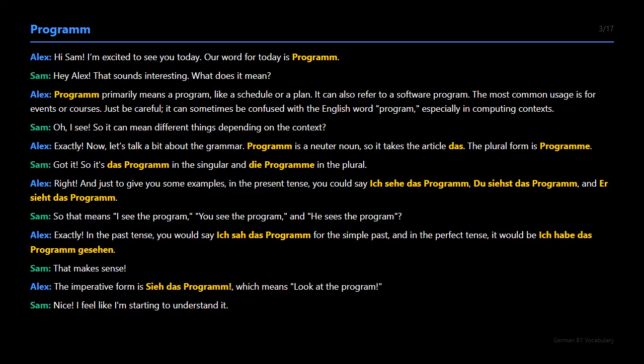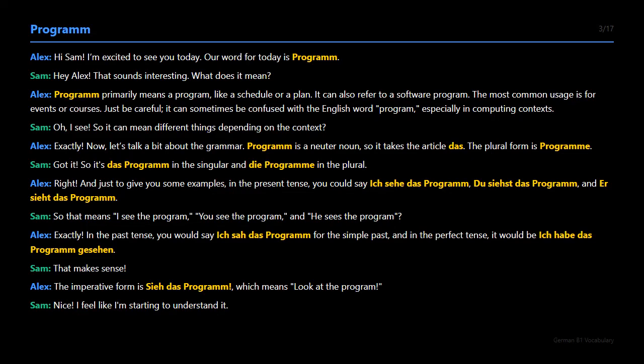Programm primarily means a program, like a schedule or a plan. It can also refer to a software program. The most common usage is for events or courses. Just be careful, it can sometimes be confused with the English word program, especially in computing contexts. Oh, I see. So it can mean different things depending on the context.